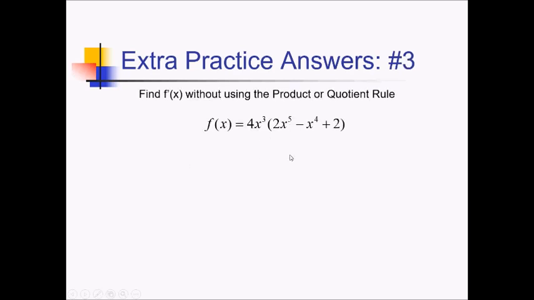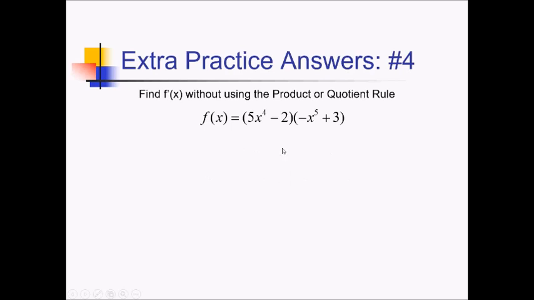For this problem, if I'm trying to figure this out without a product or quotient rule, I need to distribute this term out here. So this will be 8x to the 8th, which is kind of neat. And then we have minus 4x to the 7th plus 4x cubed times 2, that's 8x to the 3rd. Using my power rule now, I've got 64x to the 7th minus 28x to the 6th plus 24x squared.